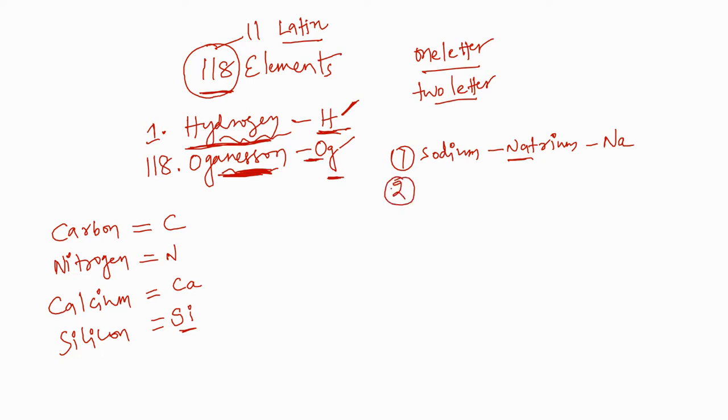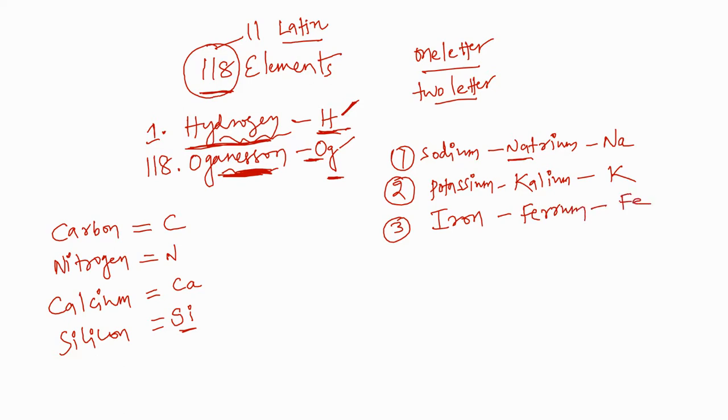And the second element is potassium. Potassium's Latin name is kalium. So you can write the symbol for potassium, K. And as well as the third one is iron. Iron's Latin name is ferrum. So you can write the symbol for iron, Fe.